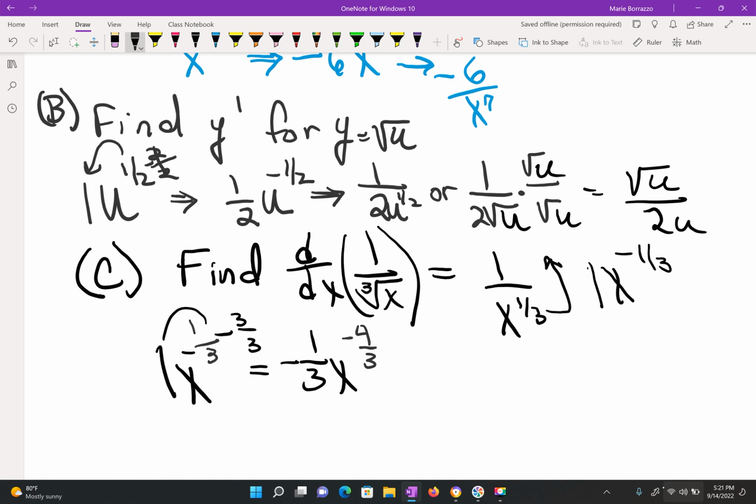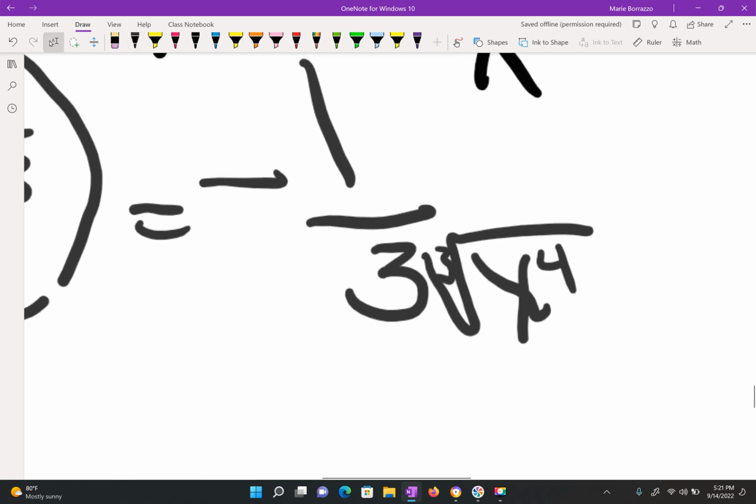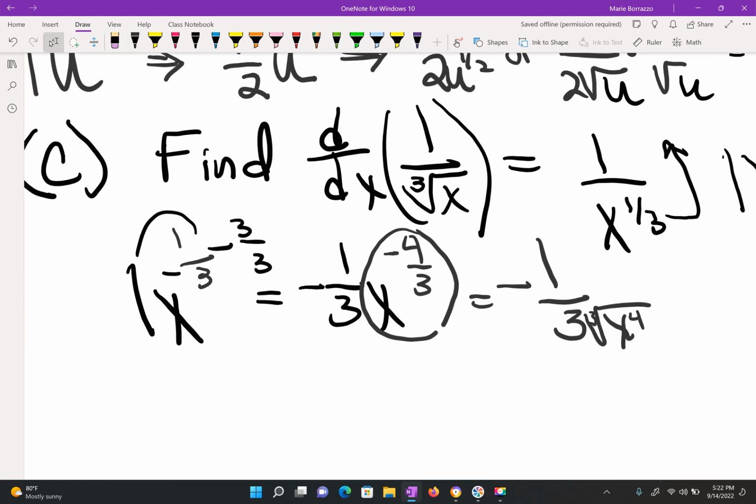And one more time, we don't really like that. So we're going to re-express this below the fraction bar. So this gives us negative 1/3 under the fraction bar, cube root of x to the 4th power. I don't know if you can see that 3 there. There's a little cube in there. Yeah. All right. Obviously, you can also express this as 1 over 3x to the 4/3. Same difference, right?